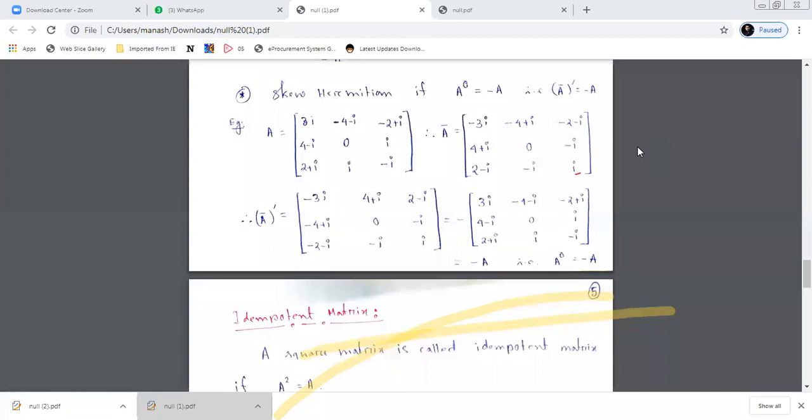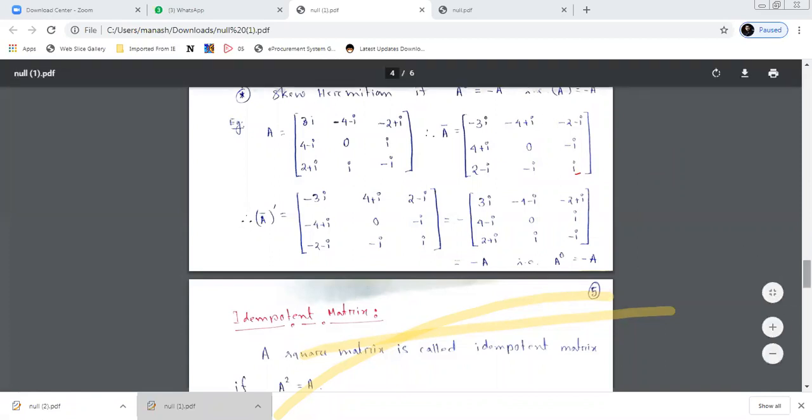It may be symmetric or may not be, no problem. But these are the conditions when we can identify a square matrix as a symmetric matrix or skew symmetric matrix, as a Hermitian matrix or skew Hermitian matrix. Okay, now come to the next point.